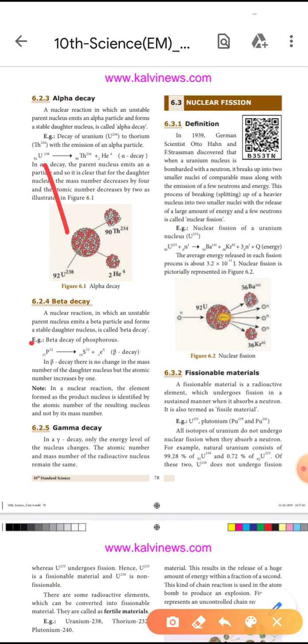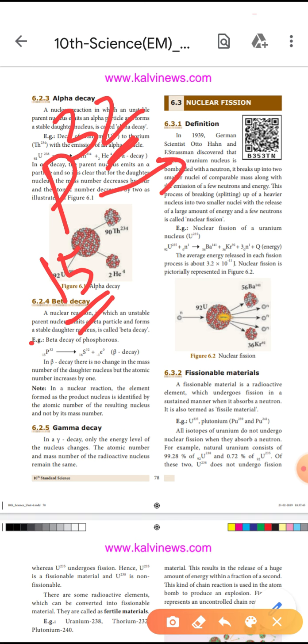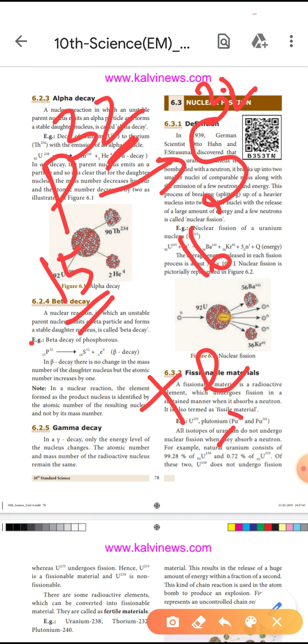Phosphorus, P-32-15. In phosphorus the atomic number is 15, mass number is 32. This parent nucleus is unstable. It emits sulfur, whose atomic number is 16, mass number 32. Then it produces a beta particle. That beta particle is a negative electron, -1, 0.